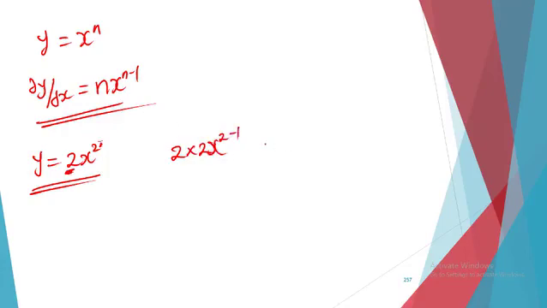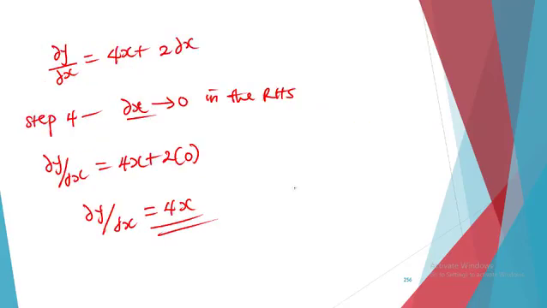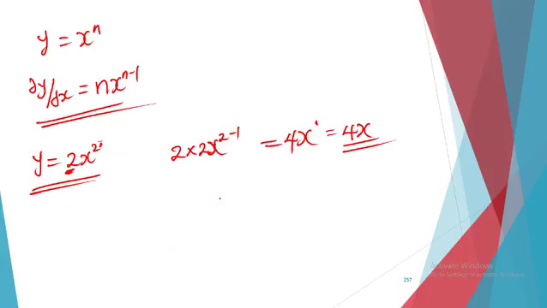You have 2 minus 1. 2 times 2 will give us 4. Then bring down your x. 2 minus 1 will give us 1, just 4x. And that was exactly what we got when we solved using the first principle. So let's solve some more examples.